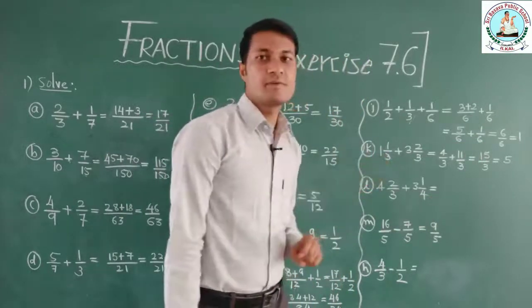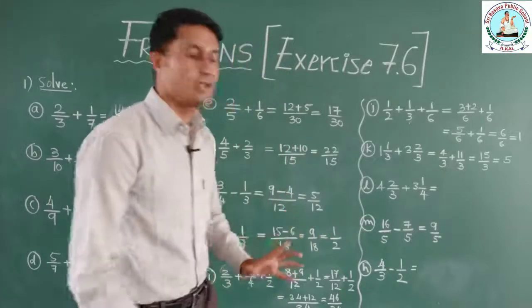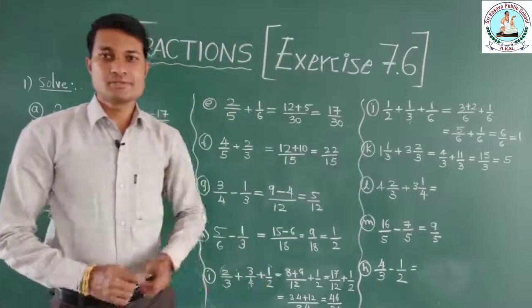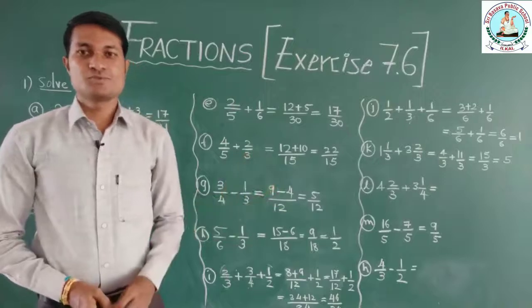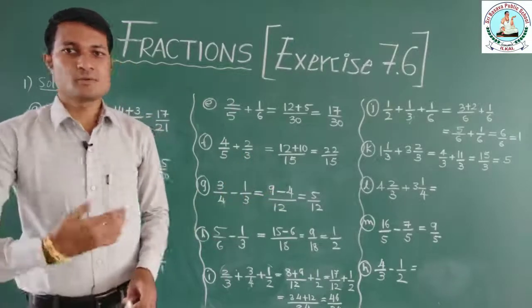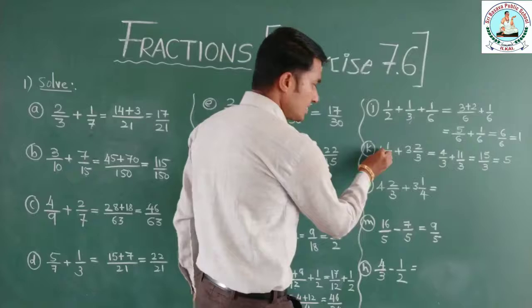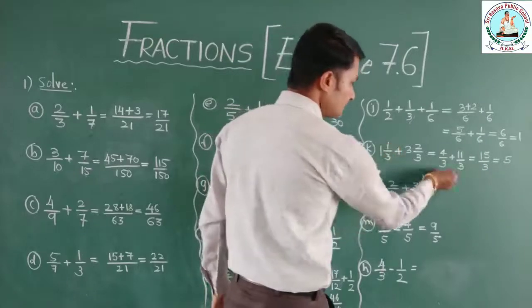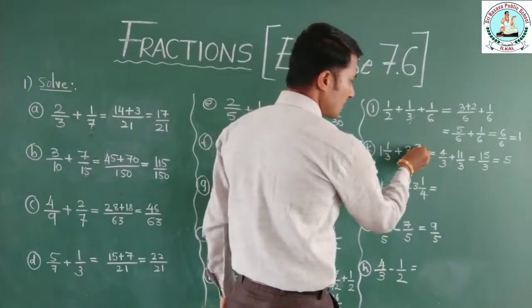Let's go for this. This is addition of mixed fractions. Whenever we are adding mixed fractions, you just do one thing. First convert them to their improper fractions, then you proceed. So here 3 ones are 3, 3 plus 1 is 4, so 4 by 3, then 3 3s are 9, 9 plus 2 will be 11, 11 by 3.